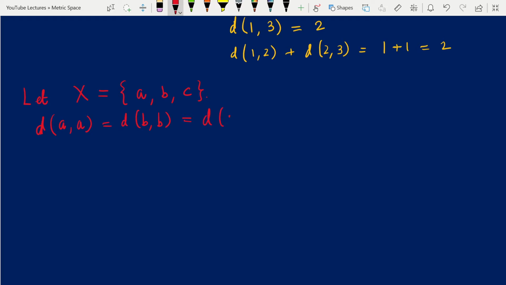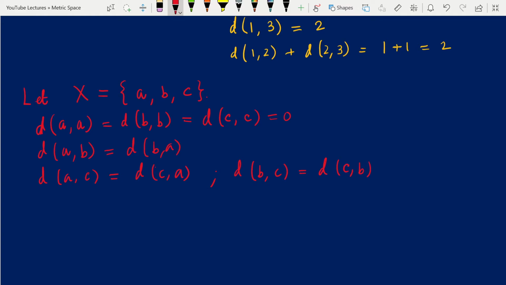I want all of them to be 0. That is very obvious. And what I want is that the distance between a and b should be the same as the distance between b and a. Distance between a and c should be the same as distance between c and a. And the distance between what is remaining, b and c, should be the same as this. I don't want this to be different. I want this to be the same, this to be the same, this to be the same, right?